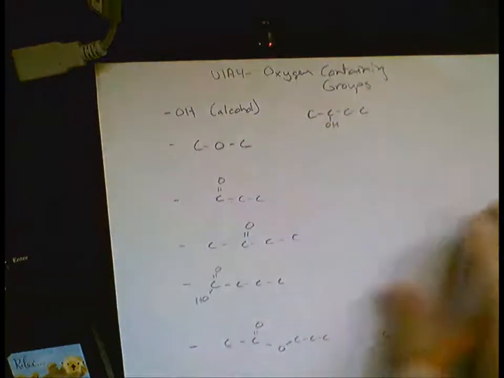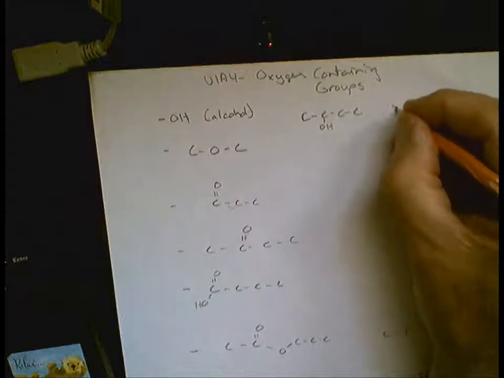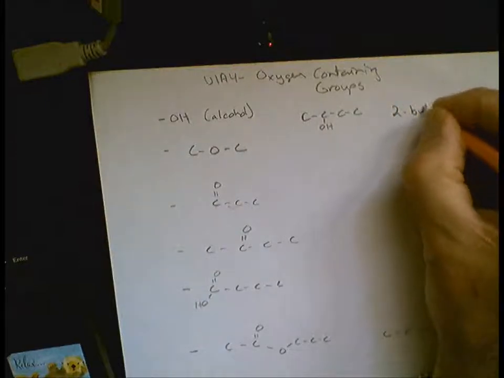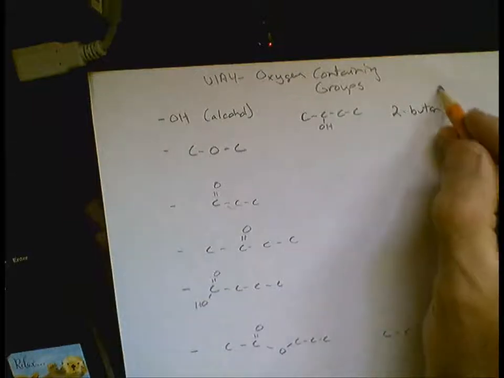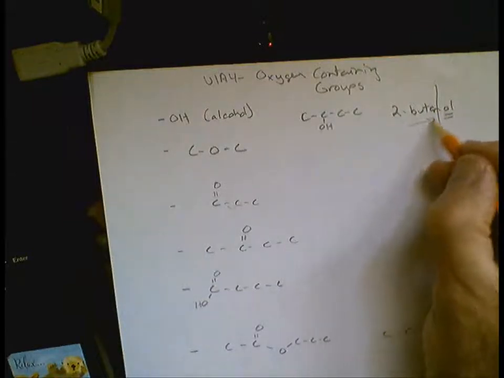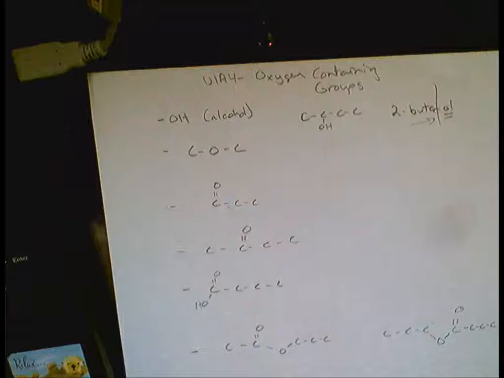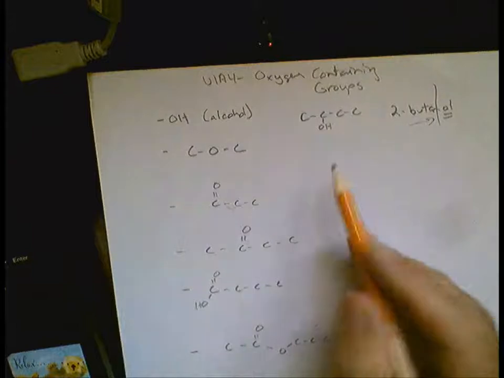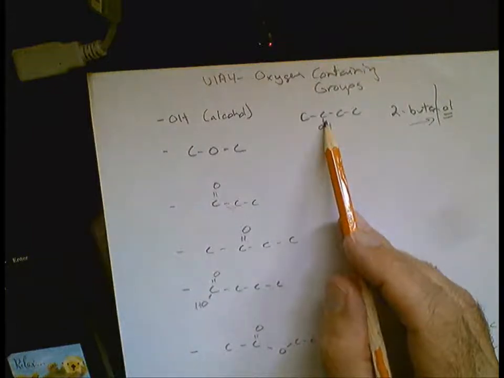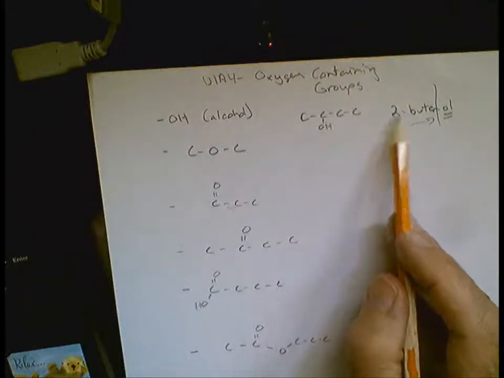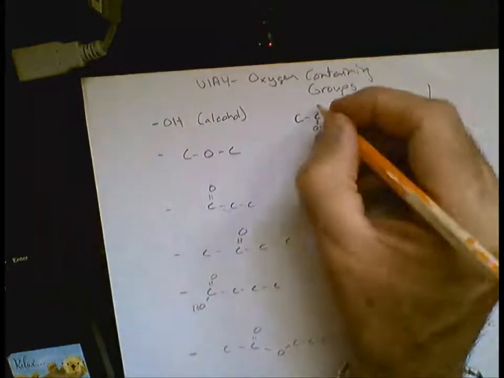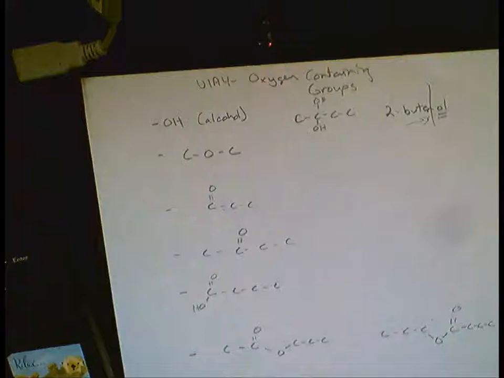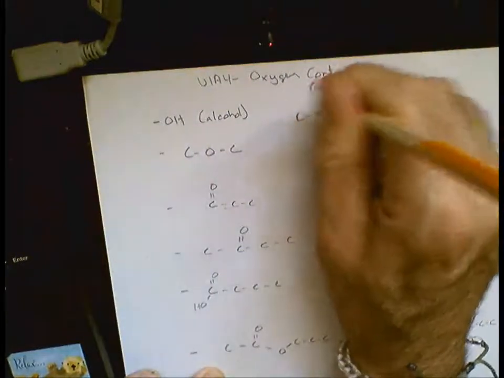So if I put an OH there, this is going to be 2-butanol. That's an OL ending. It's a suffix, meaning it goes at the end of the name, not at the beginning of the name. Once again, we could put two OHs there, so we could do 2,2-dibutanol or butanediol. So I could have put another OH there. All the rules are exactly the same.